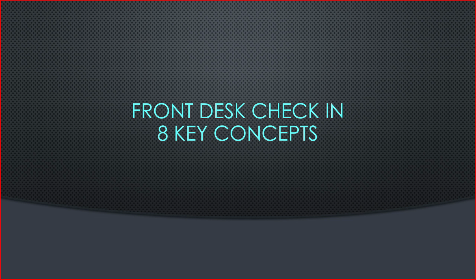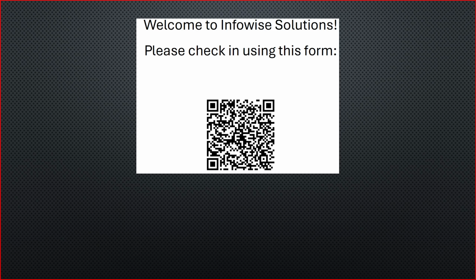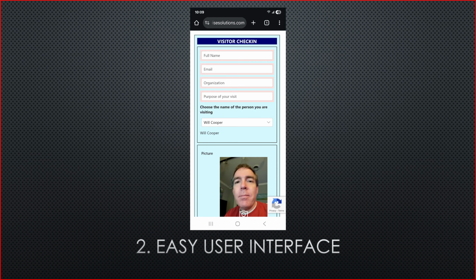So we're going to be talking about a front desk check-in system today. Before we get into that, let's talk about some key concepts that are going to be important for any kind of a front desk check-in system. We want it to be super easy for our users to get checked in, so we need something they can scan with their phone. Scan the QR code, boom, the form's right there, and everybody can get checked in easily. We want that form to be super easy for them to do. No explanation necessary, just quite obvious. You can see that in the screenshot here, and we're going to get to try that out in a little bit.